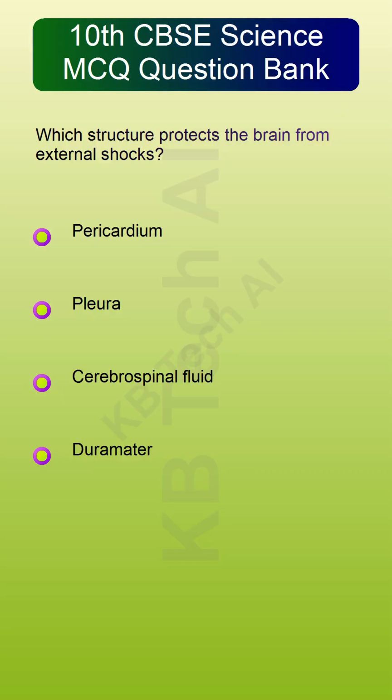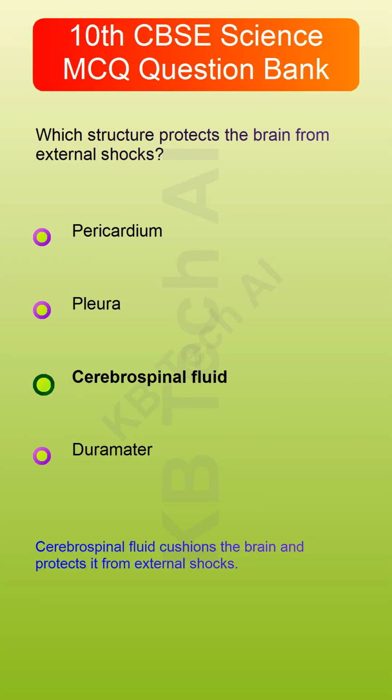Which structure protects the brain from external shocks? Option 1, pericardium. Option 2, pleura. Option 3, cerebrospinal fluid. Option 4, dura mater. The answer is Option 3, cerebrospinal fluid.